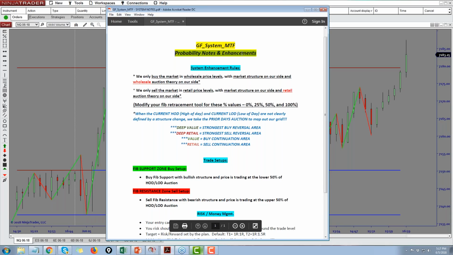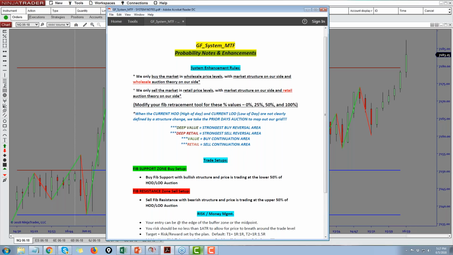So let's go in here and talk about this. It's a probability notes and enhancement document. The whole goal of this document that will come with the strategy and the system and the software is to make sure that you're only buying and selling support and resistance at the right location of an auction. And what's an auction, you're probably asking. An auction is a trading day. Each day we come into the market, it's an auction. Today we had an auction. Tomorrow we'll have an auction. Yesterday we had an auction.